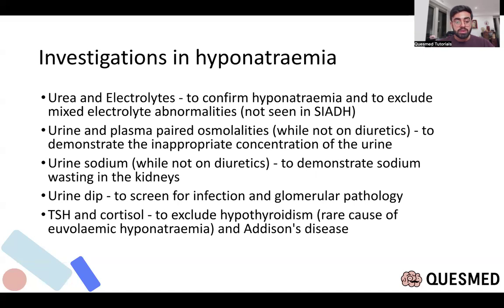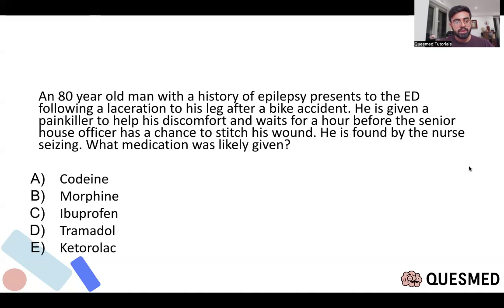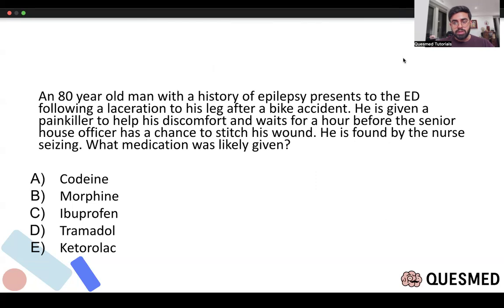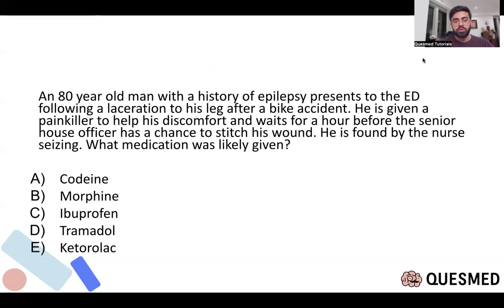You want to look at the urine sodium, again, preferably if they're not on diuretics. You want to do a urine dip to look for things like proteinuria, which may suggest a glomerular pathology. And lastly, as we were talking about, rarer causes being hypothyroidism and Addison's disease. So you want to check their TSH and morning cortisol as well. I know hyponatremia can be quite tricky, but that's sort of a broad framework that you can use to approach it.